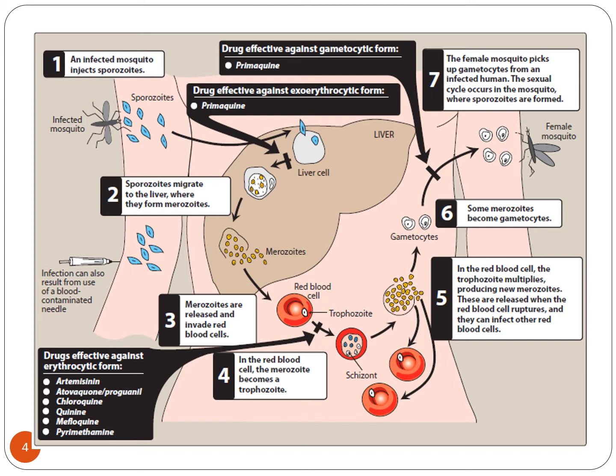And we have drugs that are effective against the gametocyte form, such as primaquine, which is effective in prevention of transmission, because the female mosquito takes these gametocytes, and by preventing this, we can prevent transmission of the disease. Also, primaquine is effective against the exoerythrocytic forms, the liver form, so it can also prevent the relapsing forms of malaria.